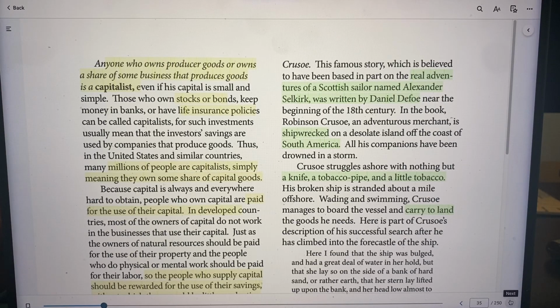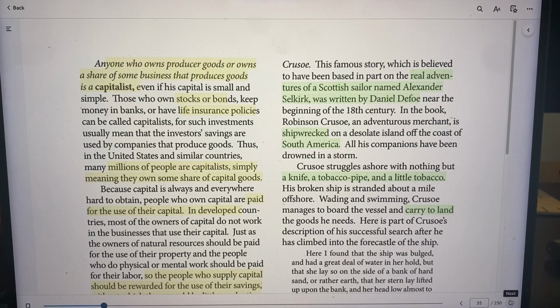So it says anyone who owns producer goods or owns a share of some business that produces goods is a capitalist, even if his capital is very small and simple. Maybe those who own stocks and bonds in a company and have life insurance can be called capitalists. This usually means that the investors' savings are used by companies. So capitalism does flourish by these things, and you can call them capitalists, but capitalism takes a different turn when you talk with an economist.